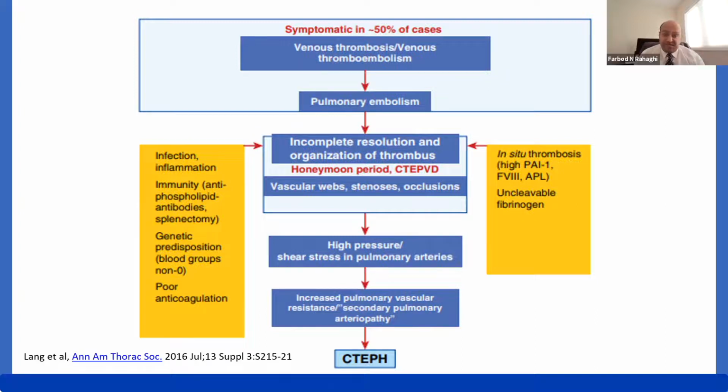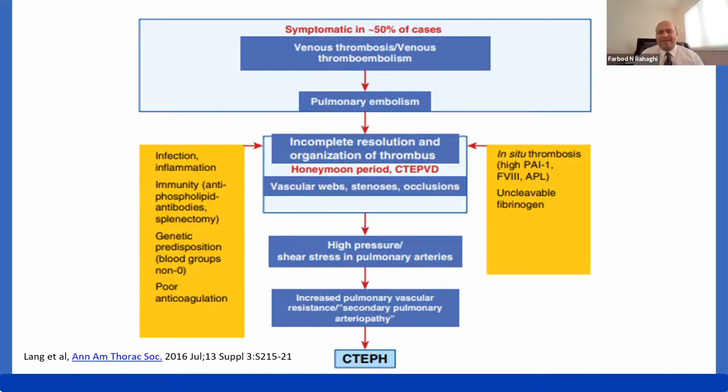But then in certain people, for whatever reason, that resolution doesn't happen. And over time, these types of lesions build, like blockages, webs, and stenoses, and you get pressure that causes shear stress in the pulmonary arteries. And so then you get some of the remodeling of the smaller arteries that you see in group 1 PH and PAH. In addition, there's been a significant amount of evidence for inflammation, the kind of inflammation that you see in group 1 PH and PAH, also playing a role.